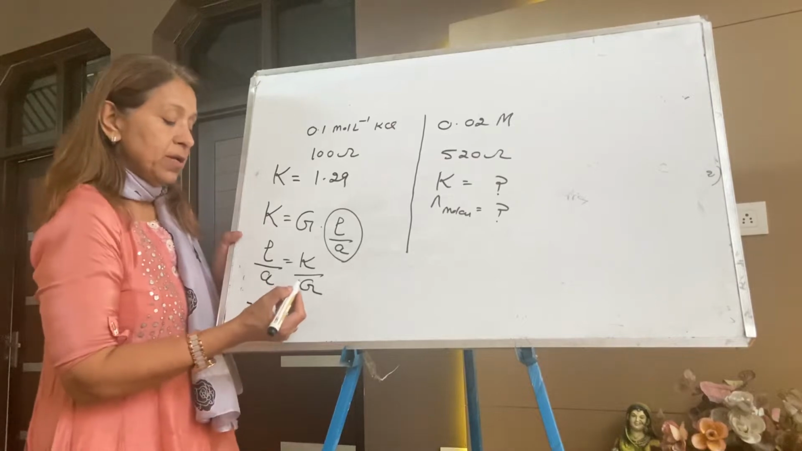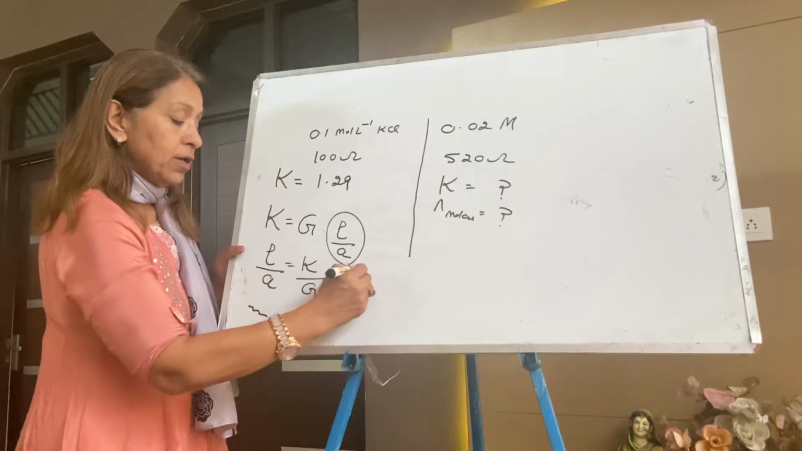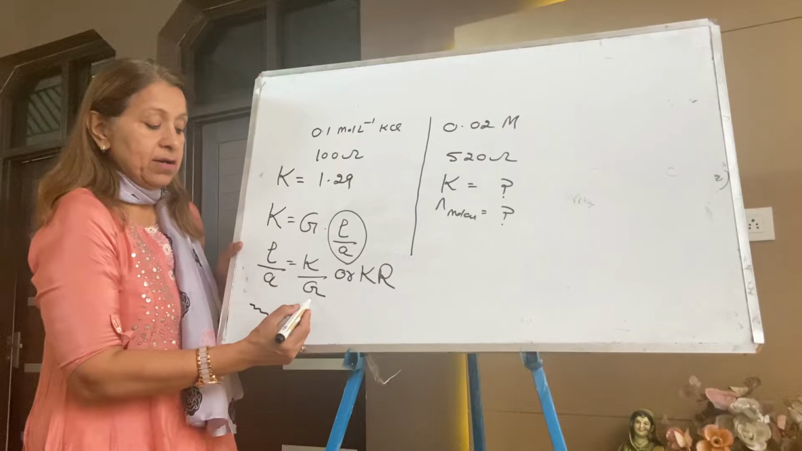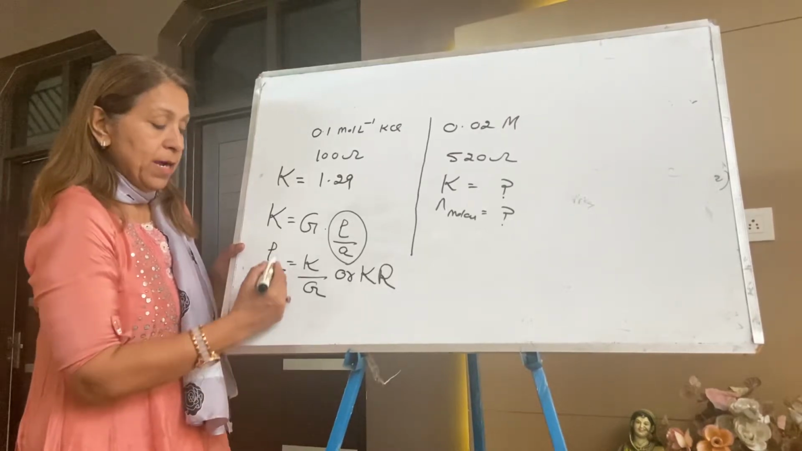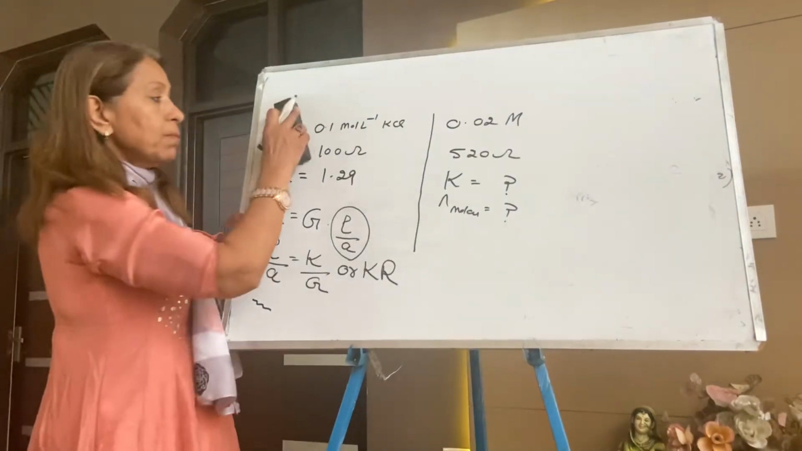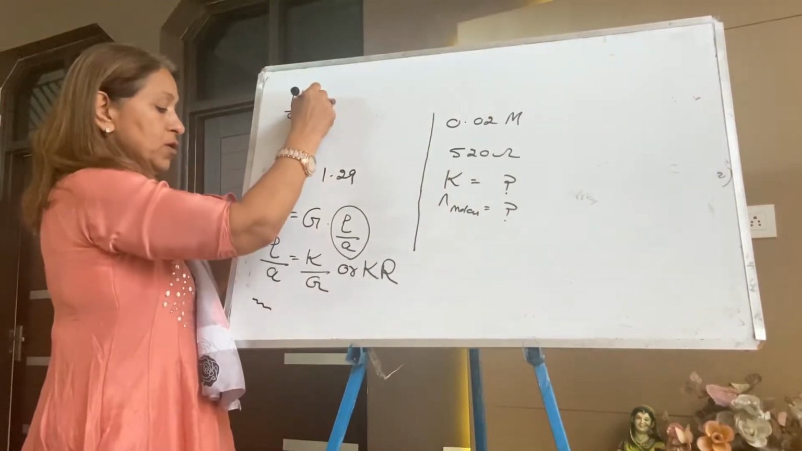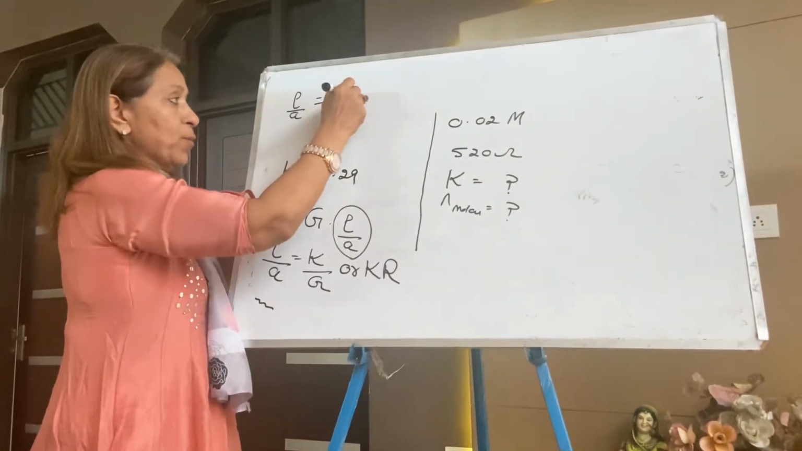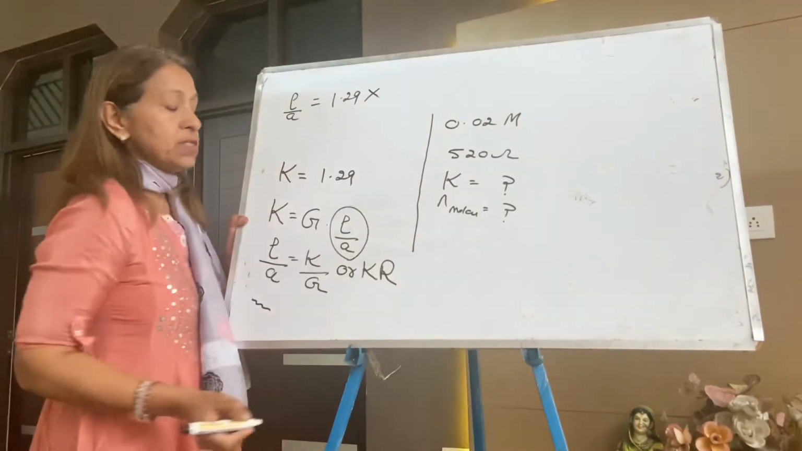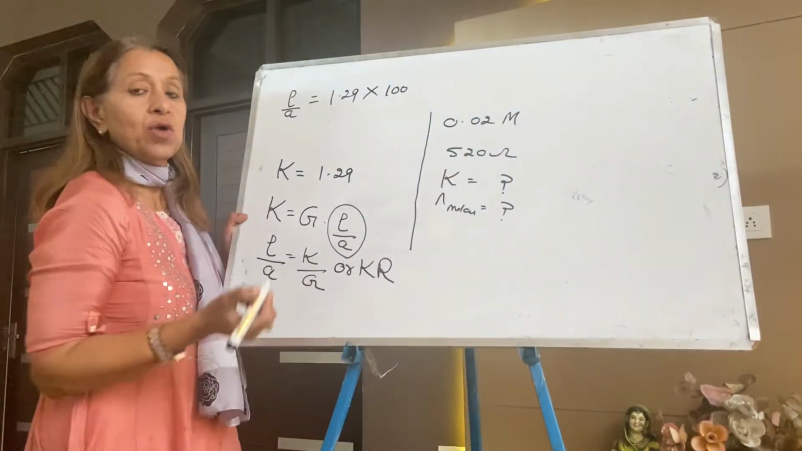Conductance is never given directly, because conductance is the reciprocal of resistance. G is equal to 1 by R. So your formula becomes L by A is equal to KR. Put your values. L by A, the cell constant, is equal to K, which is 1.29 per ohm per meter, multiplied by the resistance, which is 100 ohms.